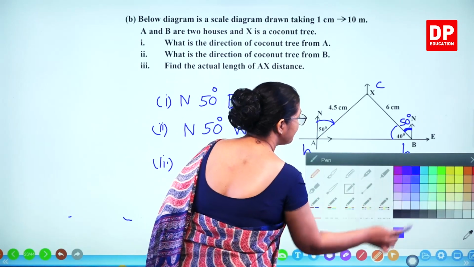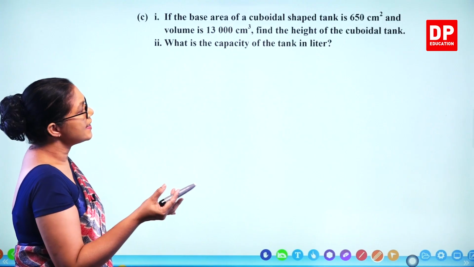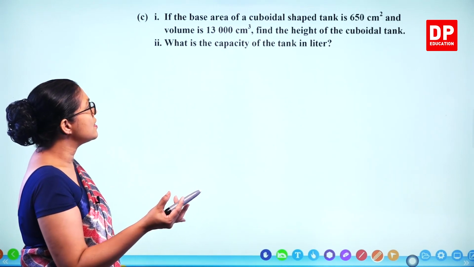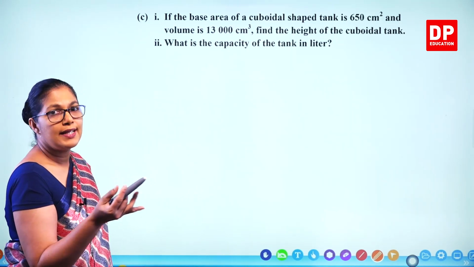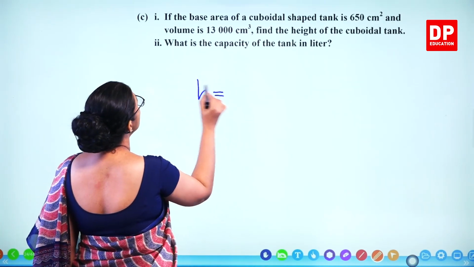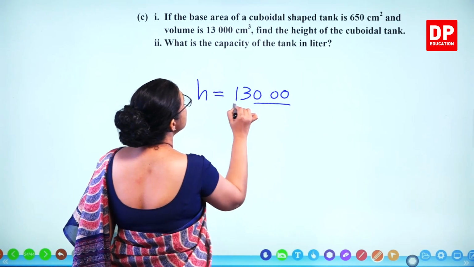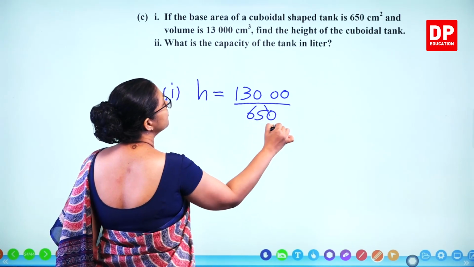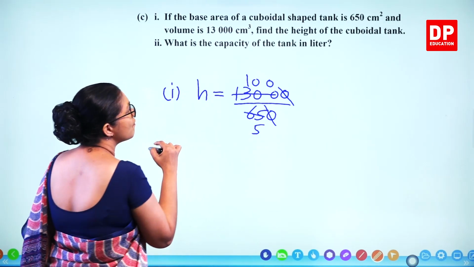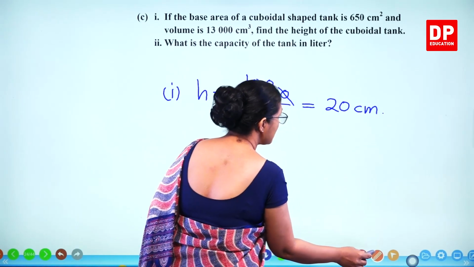And the next one, part C. If the base area of a cuboidal shaped tank is 650 square centimeters and volume is 13,000 cubic centimeters, find the height of the cuboidal tank. So base area into height is the volume. So height is equal to volume, that's 13,000 divided by the base area. You get 13 times 5 is 65. So 100 divided by 5, 20 centimeters is the height.